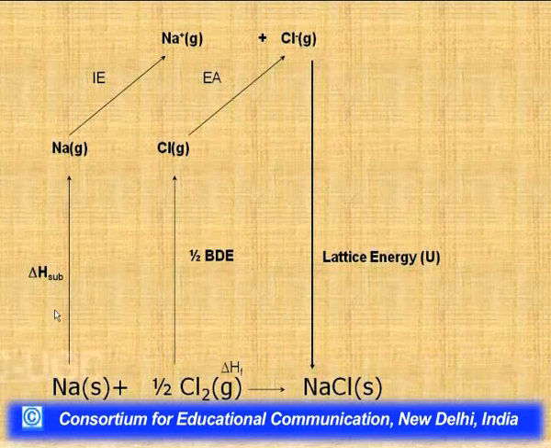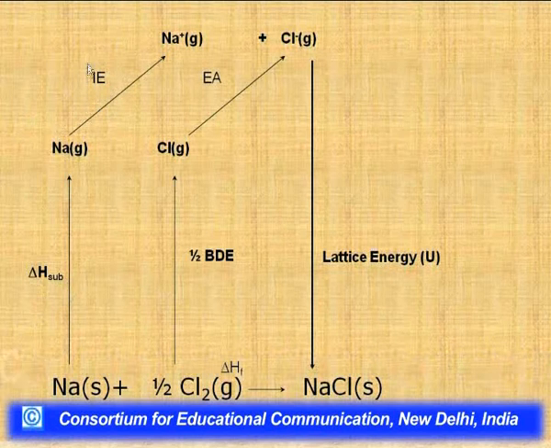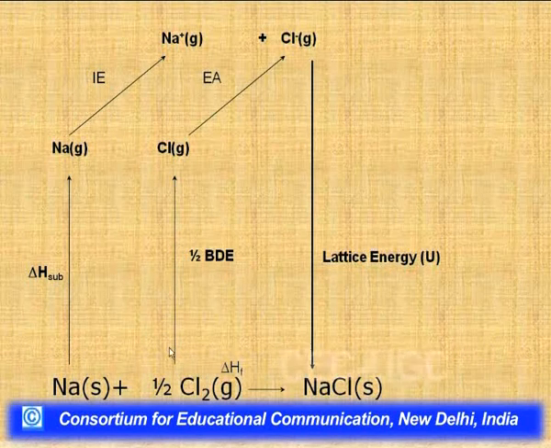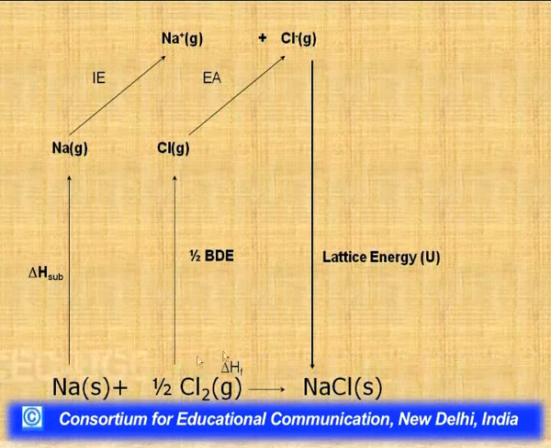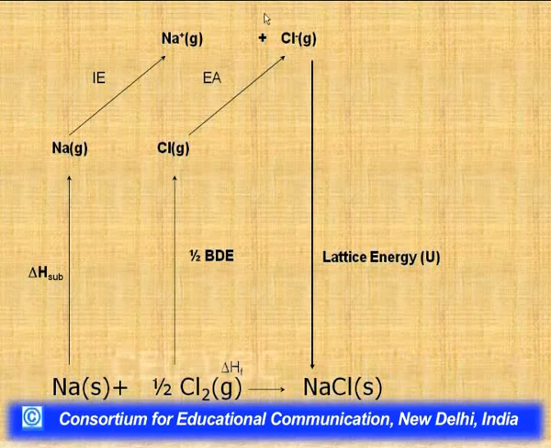affinity. So we need to take the sum of the enthalpy change for sublimation of sodium metal, then add to this the ionization enthalpy, then add half of the bond dissociation enthalpy for the atomization of chlorine from gaseous chlorine to chlorine atoms in the gaseous phase, and then add to this the electron affinity for ionization of chlorine atoms to chloride ions, and the combination of the sodium ion and chloride ion in the gaseous phase, which combine to give sodium chloride in the solid phase.